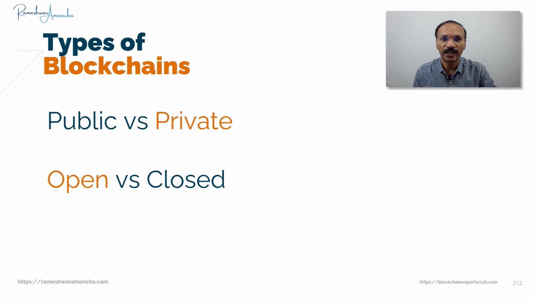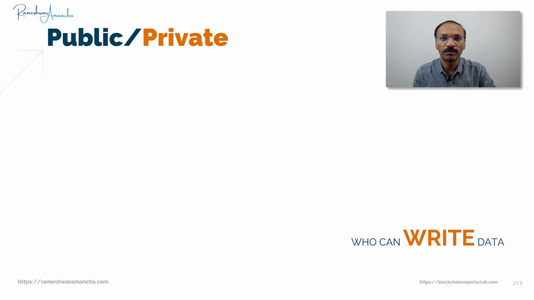And also you can categorize based on whether it's an open blockchain or a closed blockchain. Open blockchain is where anybody can read and write transactions, whereas in the closed, only certain people will have write access, and people can have limited read access. We'll be talking about that in detail, but let me start with the difference between public and private.